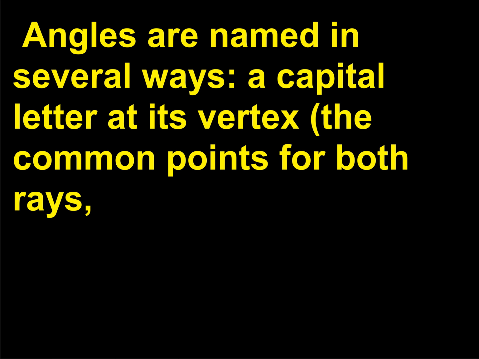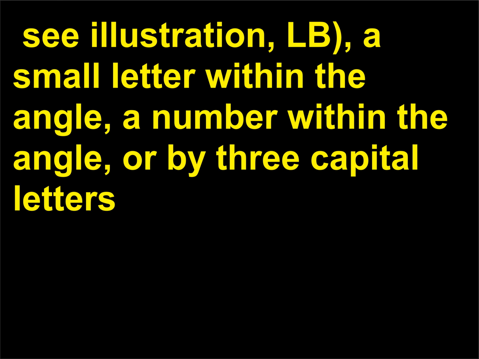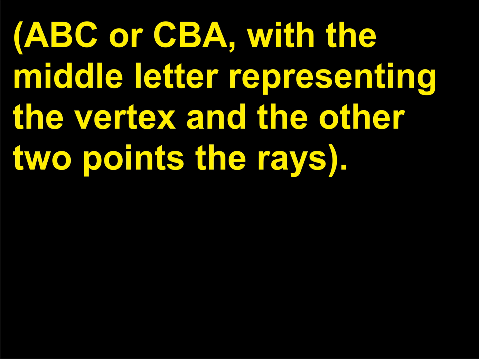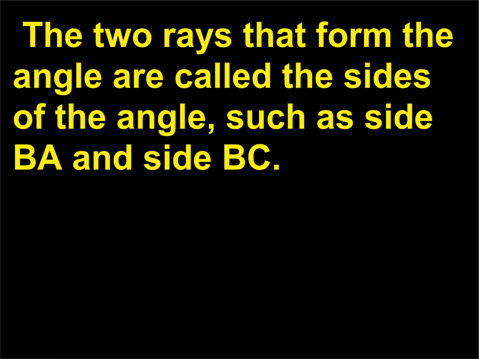Angles are named in several ways: a capital letter at its vertex, the common point for both rays (see illustration, angle B), a small letter within the angle, a number within the angle, or by three capital letters, ABC or CBA, with the middle letter representing the vertex and the other two points the rays. The two rays that form the angle are called the sides of the angle, such as side BA and side BC.